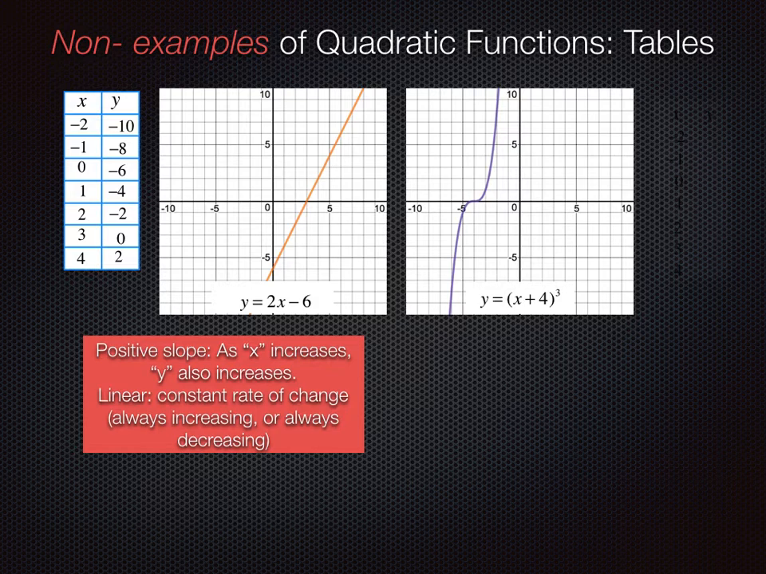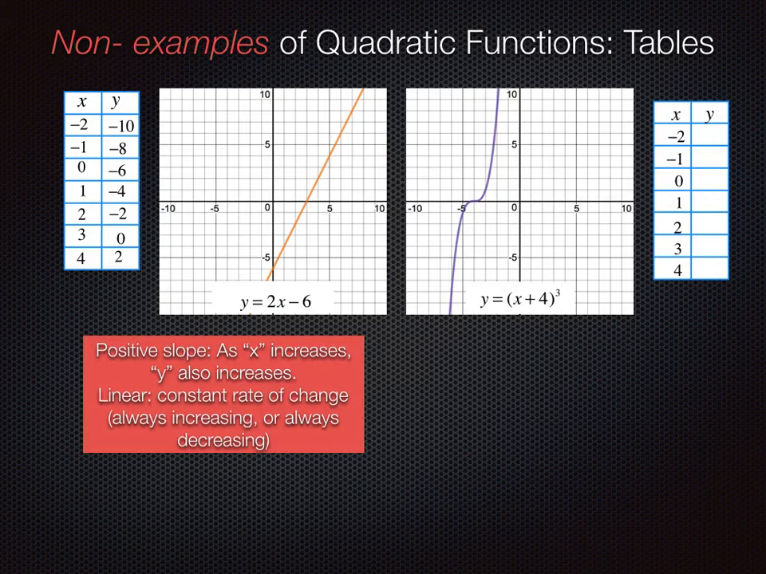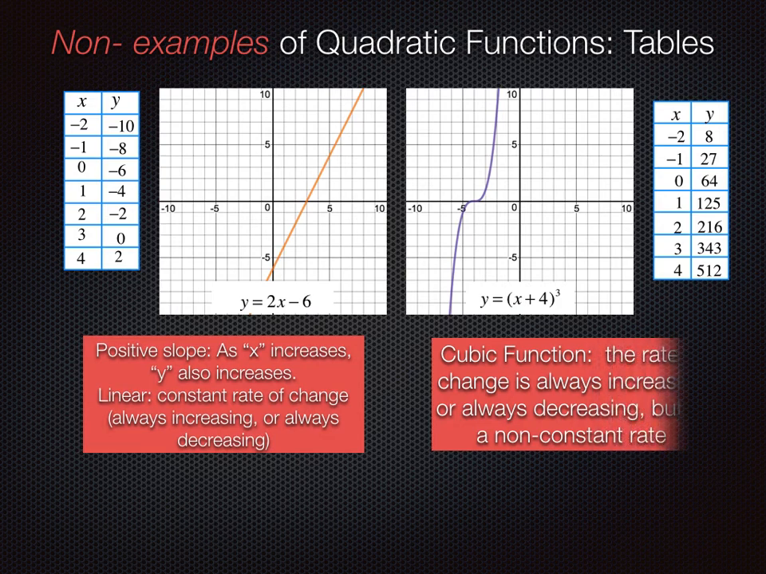Now this cubic function on the right, I can see that it's always increasing, but not at a constant rate. So let's look at our y values as x increases by 1. 8, 27, 64. These y values are jumping up in size rather quickly. So in a cubic function, like the one that we're looking at here, the rate of change will always be increasing, but at a non-constant rate. Sometimes you'll have a cubic function that'll be always decreasing, again at a non-constant rate.